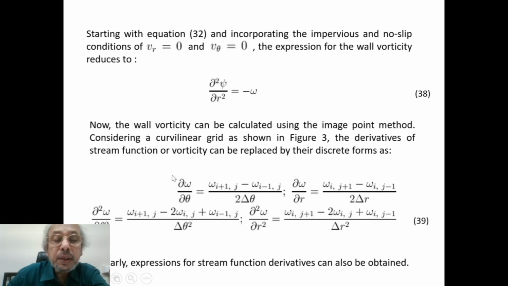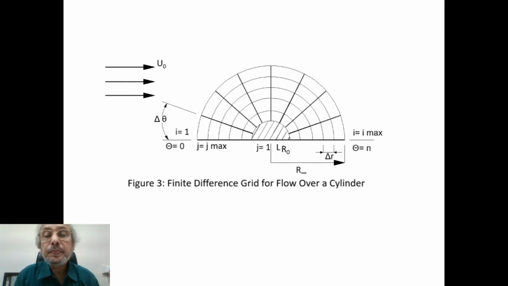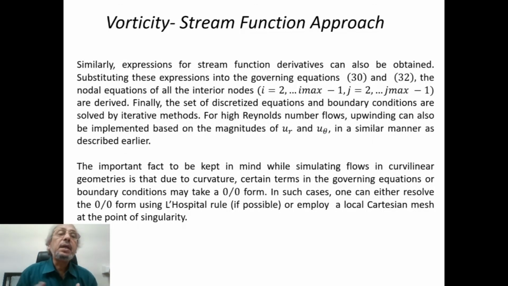Similarly, for the derivatives del psi del theta, del psi del r, del 2 psi del theta 2 and del 2 psi del r2, exactly this way we can substitute. And again this is the grid and the solution strategy is the same. Basically, appropriate initial conditions for Vr, V theta, omega and psi are given.